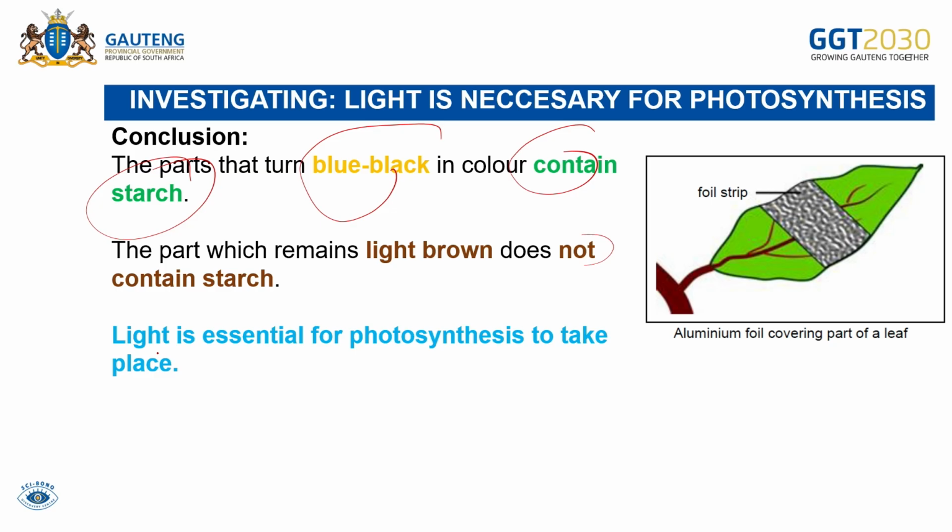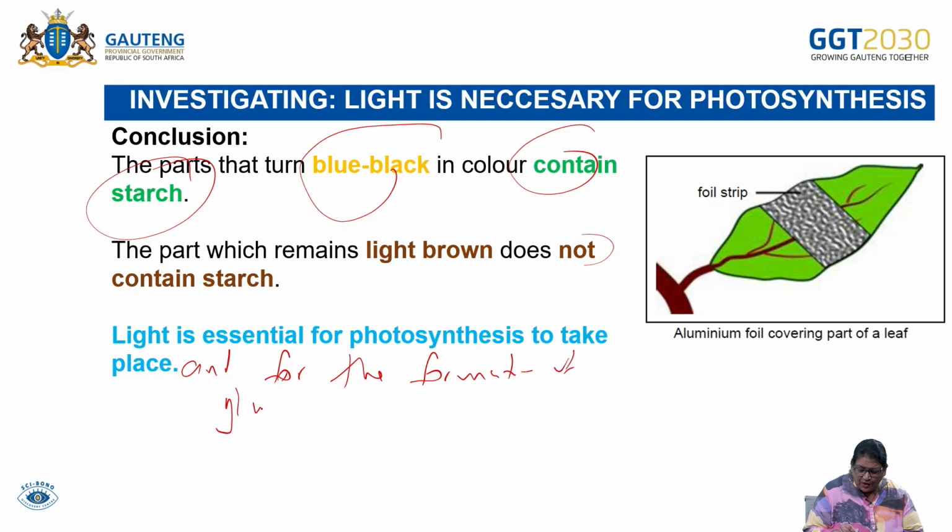Therefore, the conclusion: light is essential for photosynthesis to take place and for the formation of glucose and starch. But we say starch because all the glucose is joining. There's not just one small glucose. Many glucose molecules are forming during photosynthesis for the whole day. And then all of them join to form your starch granules, okay? So your conclusion is that light is essential for photosynthesis in order for the plant to form starch.